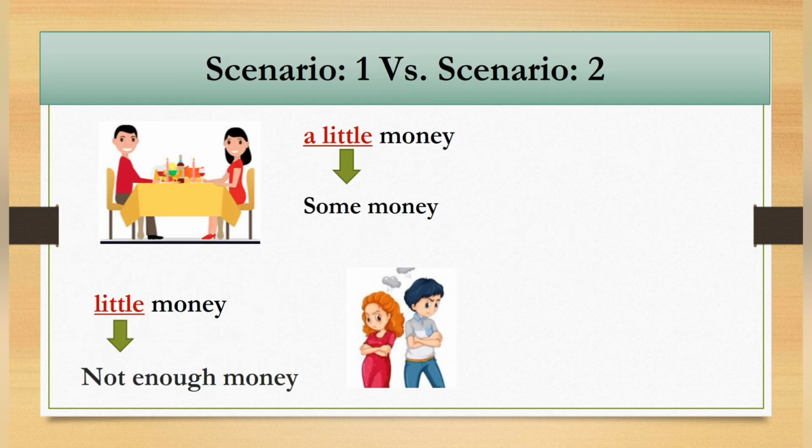In the first scenario, Akash uses a little because his answer is positive. He is willing to go out as he has some money. But in second scenario, Akash uses little to indicate a negative answer because he has not enough money.